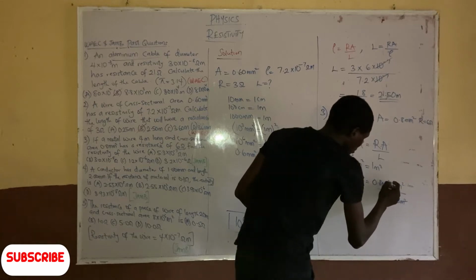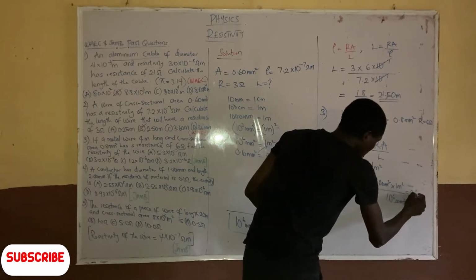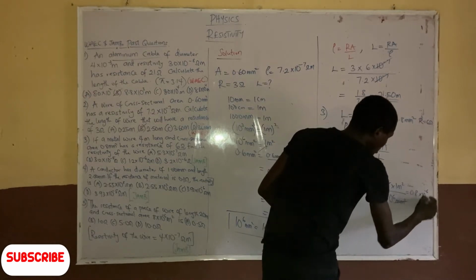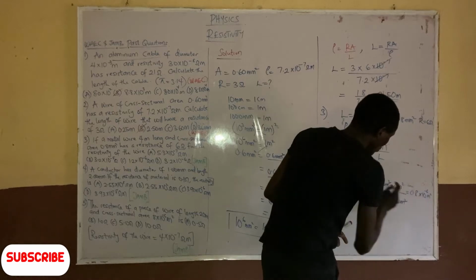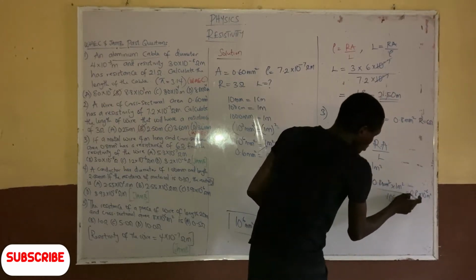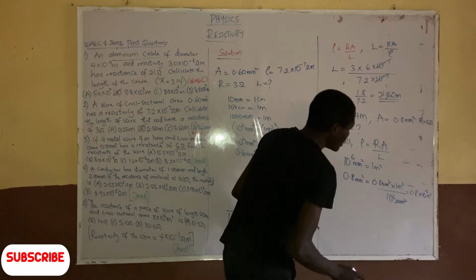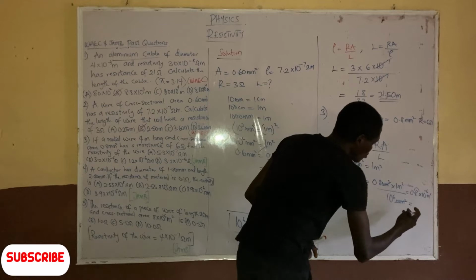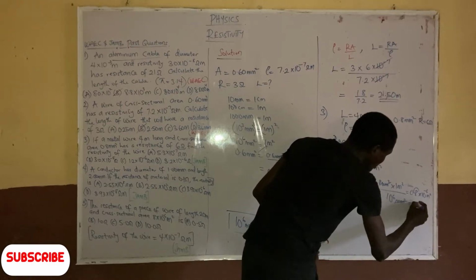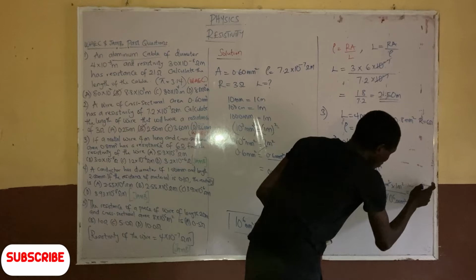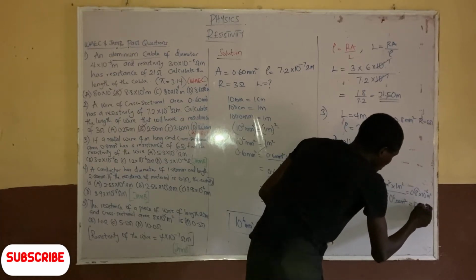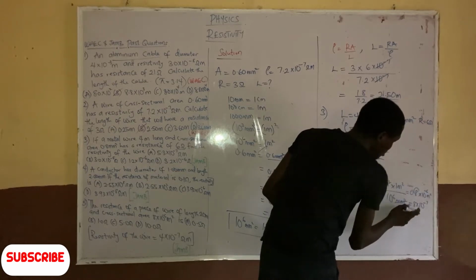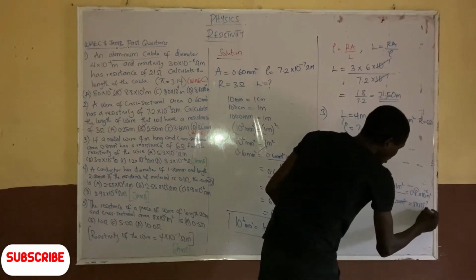Definitely the millimeter square will cancel out. So we have 0.8, and this one comes up as 10 raised to power minus 6 meter square. So it is 0.8 times 10 raised to power minus 6 meter square. Taking this to standard form, we get 8 times 10 raised to power minus 1 plus minus 6, which is 8 times 10 raised to power minus 7 meter square.